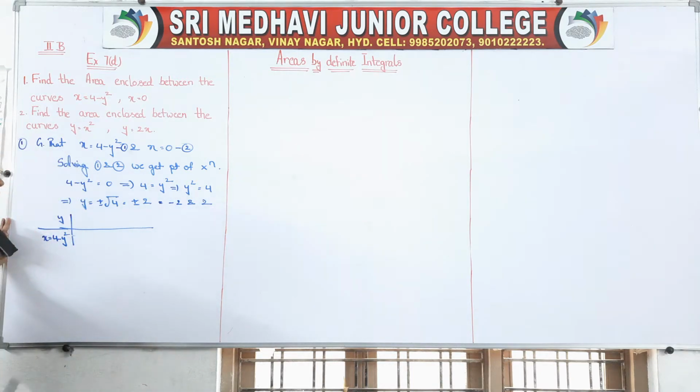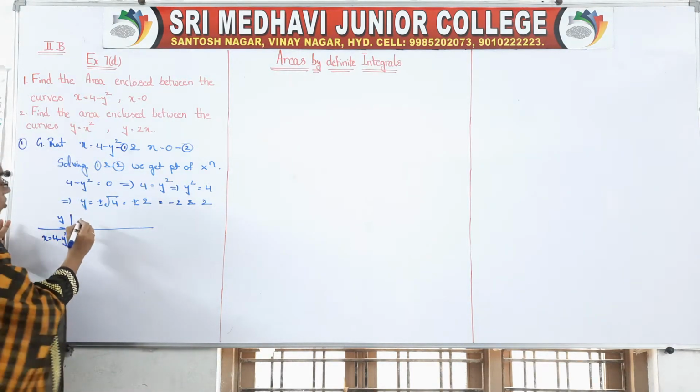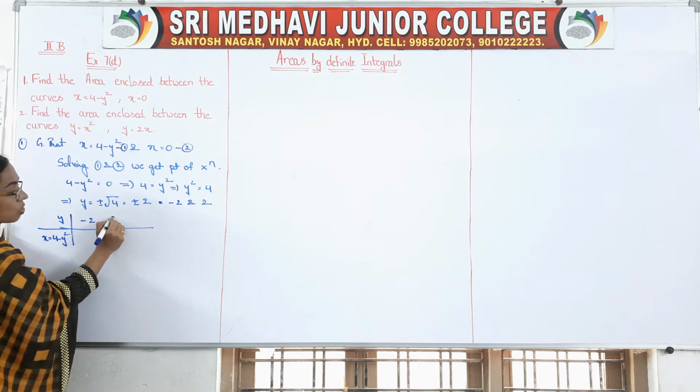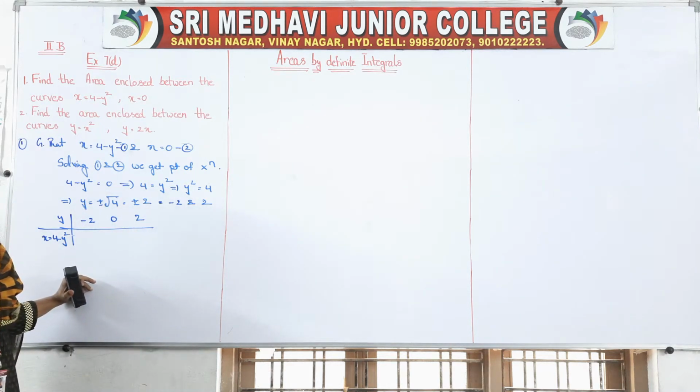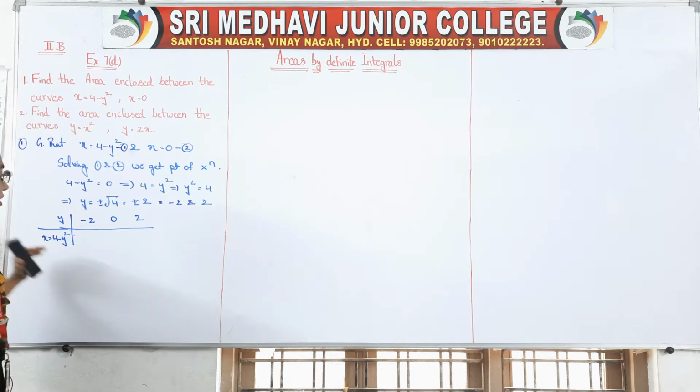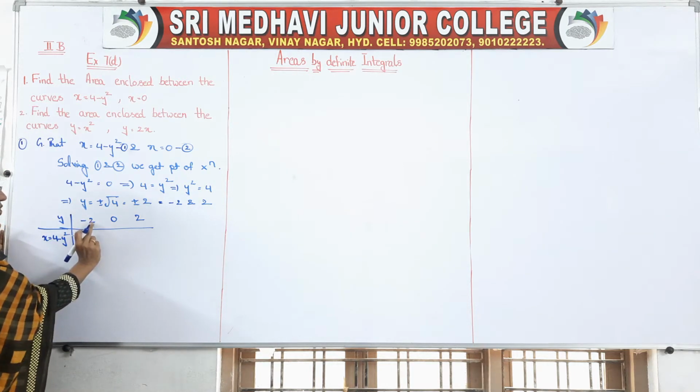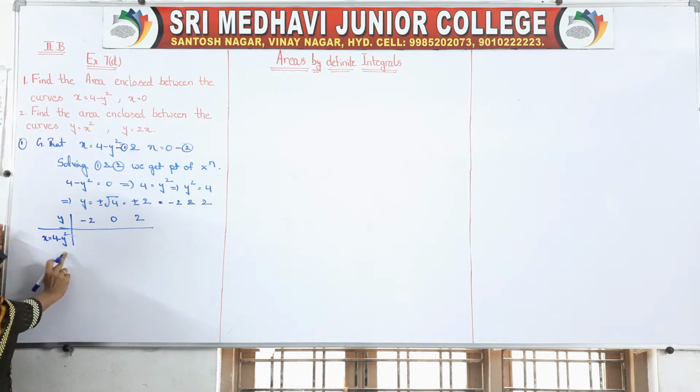Your y values are minus 2 to 2. So you take minus 2, 0, 2. At least 3 values are needed to draw the diagram, isn't it? So now you substitute y equal to minus 2 in this x equation, right?